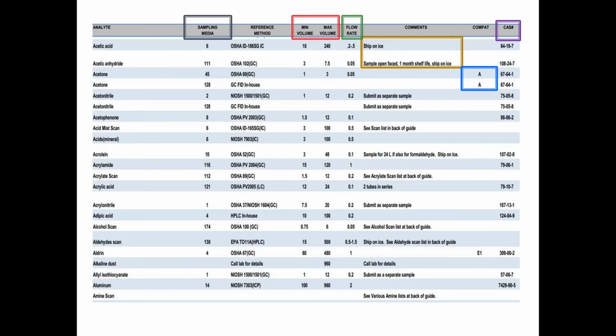Next slide, please. This is just an example from a lab that I used, their lab guide, just to go over a couple of those points. You can look and find out what the analyte is, which sampling media you're supposed to use for it, what storage requirements or shipping requirements there are, and over in that blue box, the compatibility. Are these solvents compatible? For example, acetone is an A list compatible, so anything on the A list can be sampled all together. And of course, the CAS number is listed, which is always really, really handy. Next slide, please.